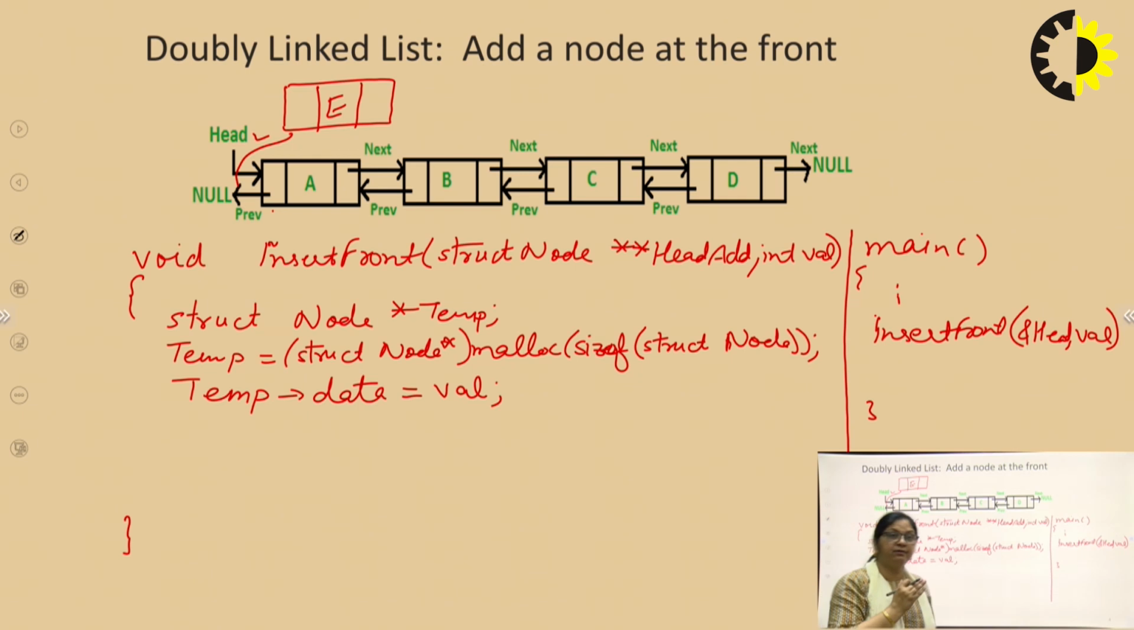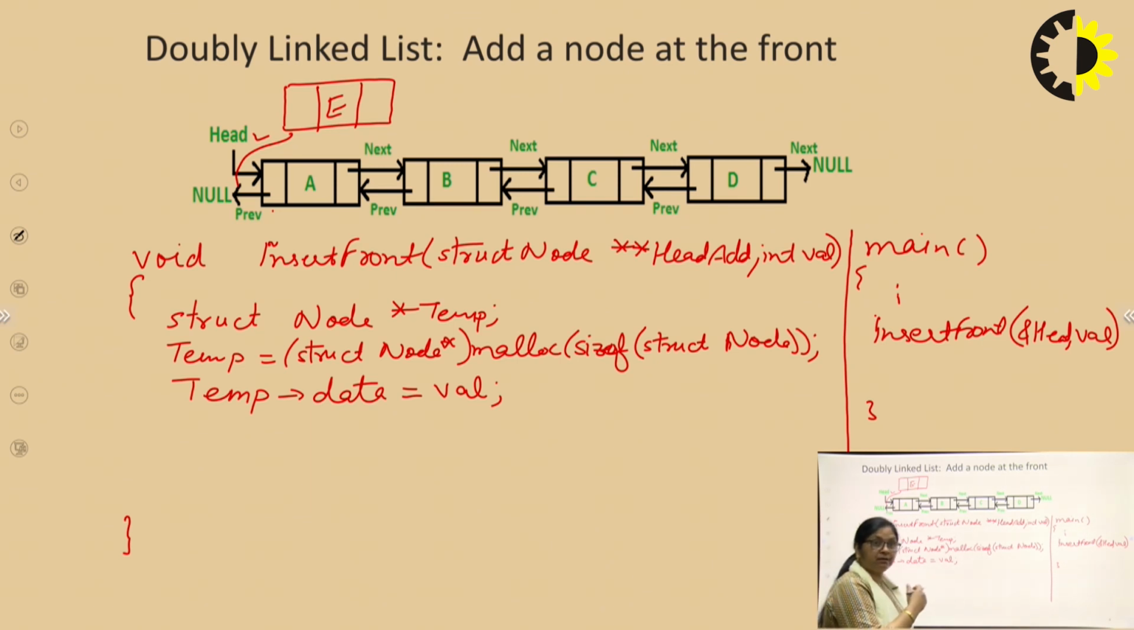Now what is our job? Our job is to make it the first node. We have to store this as the front. So what is our identification of first node? The previous pointer of first node is always null. Why? Because it is first node, so it is not having any preceding node. And head will store its address.